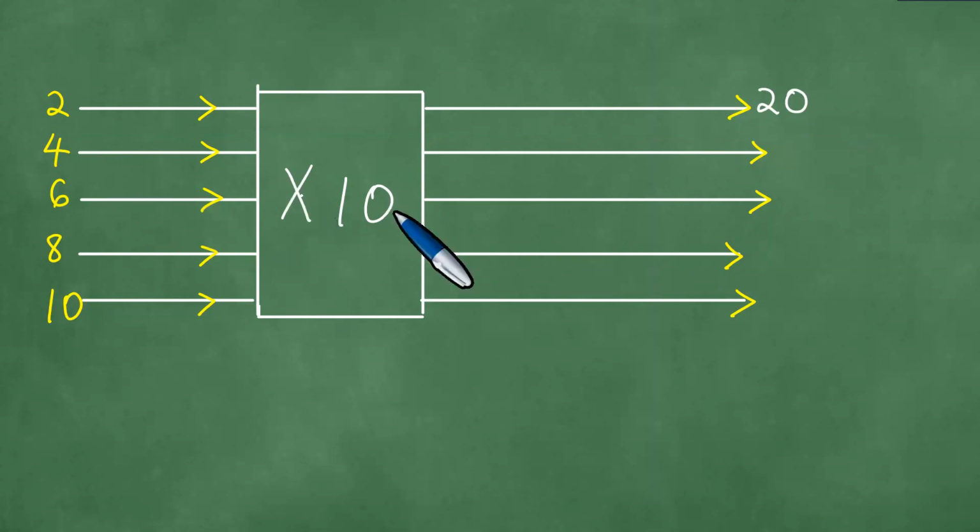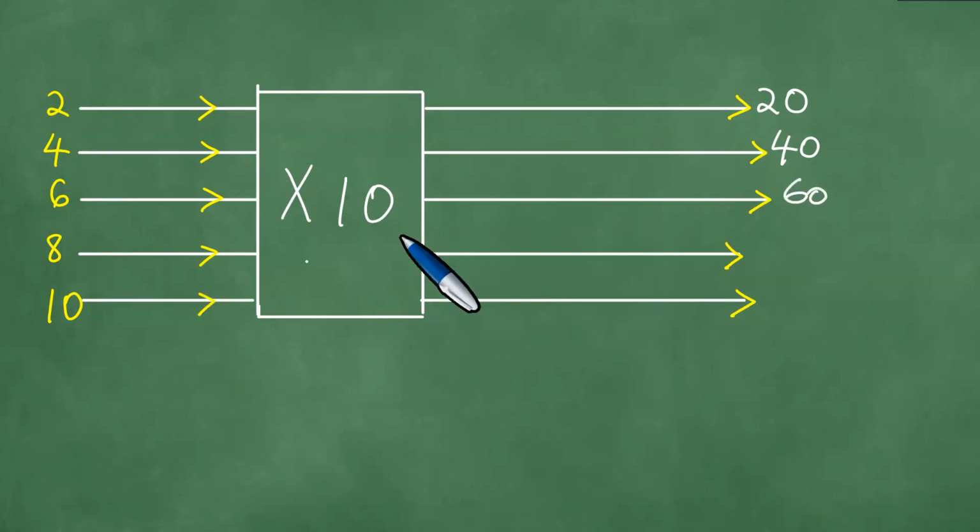4 times 10. What is 4 times 10? 4 times 10 is 40. 6 times 10. What do you think 6 times 10 is, Mpile? Okay, that's fine. It is 60.